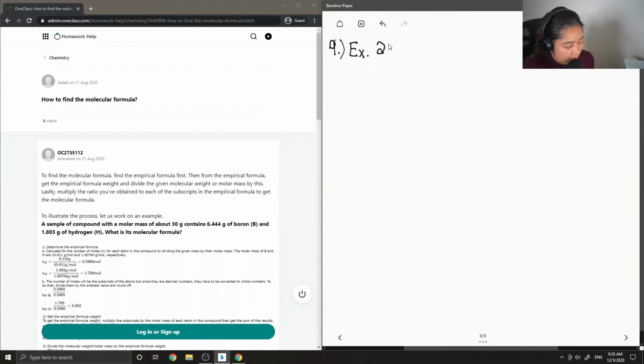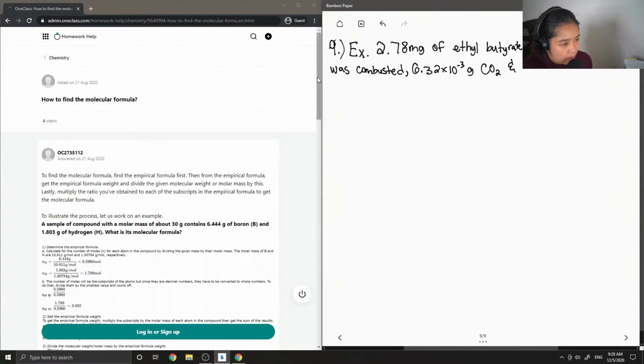So let's say that 2.78 milligrams of ethyl butyrate was combusted, and 6.32 times 10 to the negative 3 grams of CO2 and 2.58 times 10 to the negative 3 grams of H2O were produced.